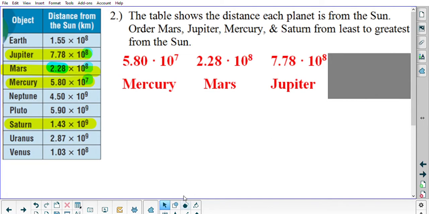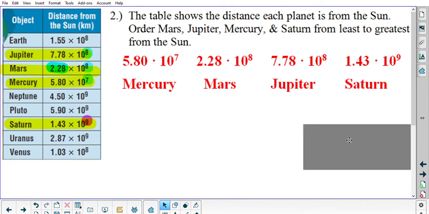And finally, we go to the planet that we're looking at here with the biggest power of 10, which was Saturn, times 10 to the 9th. And so that's why Saturn is going to be the greatest. So least to greatest order. By the way, this is the opposite order of number one. Number one was greatest to least. This is least to greatest. So always read the directions so you know what order to put your numbers in.